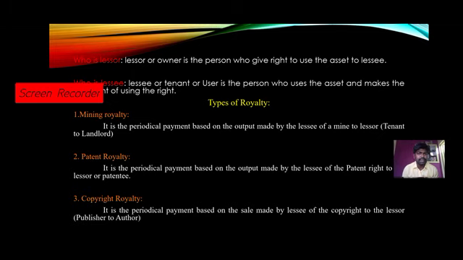Okay, copyright royalty, third one. It is a periodical payment based on the sale made by the lessee of the copyright to the lessor. You will call it publisher to author. It means that if an author has written his book and given it to the publisher, here the publisher pays royalty on the basis of books sold. There is an agreement between the lessor and lessee, like publisher and author. Okay, these are the three types of royalty.